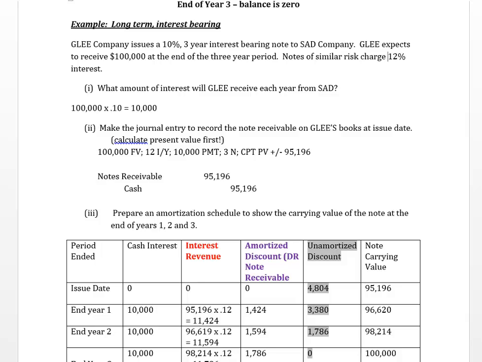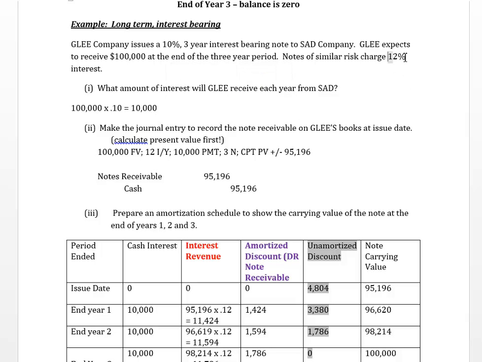So here's the difference. We've got this coupon of 10% stated because every year SAD is going to pay Glee 10% of $100,000, right? So in other words, every year SAD is going to make a payment to Glee of $100,000, which is the face value of the note, or what they expect to be getting, times 10%, and that's going to be $10,000. All right.